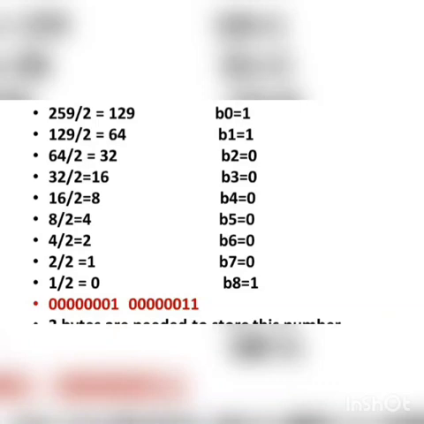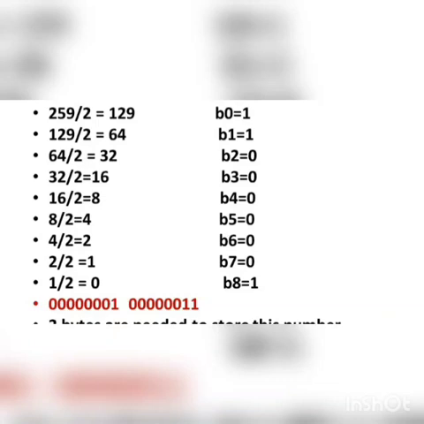Then again we divide 64 by 2. Here the answer becomes 32 and remainder becomes 0. Again we divide 32 by 2. Sorry, the answer becomes 16 and remainder becomes 0. Again we divide 16 by 2. The answer becomes 8 and remainder becomes 0.